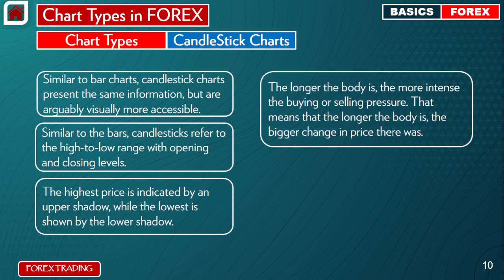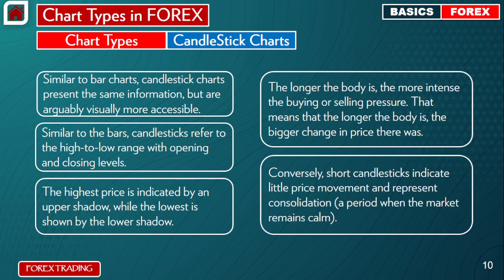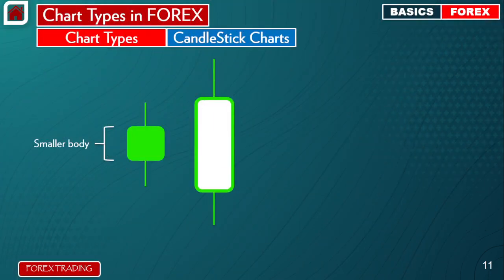And the longer the body is, the more intense the buying or selling pressure. That means the longer the body is, there was more price movement in that time period. And conversely, short candlesticks indicate little price movement and represent consolidation, meaning that was a period of time when the market was quite calm, so there was not that much movement. So long bars and short bars. So let's see now in the picture.